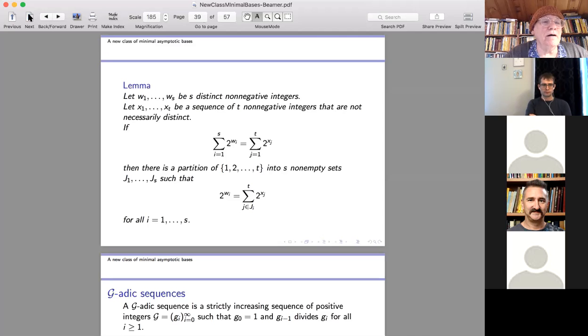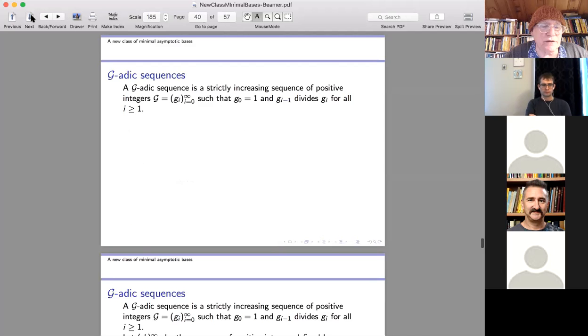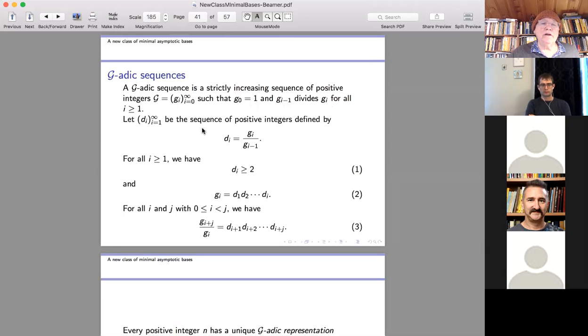Okay. Now, there's a generalization of the geodetic representation of an integer. So it's script G, a sequence of positive integers strictly increasing. g_0, the first term, is 1, and each term divides the next term. So you can think of g_i to be g to the power i, and that's the geodetic sequence. And you let d_i be the successive quotients, because the sequence is strictly increasing. Each of these is at least 2, and g_i is a product of these divisors, and these are very nice properties.